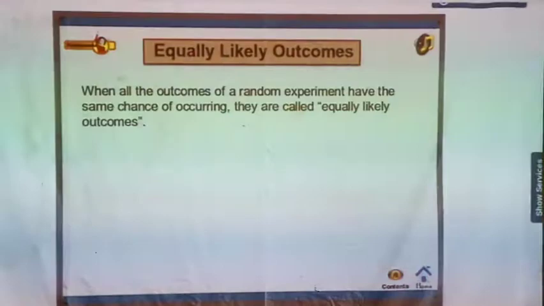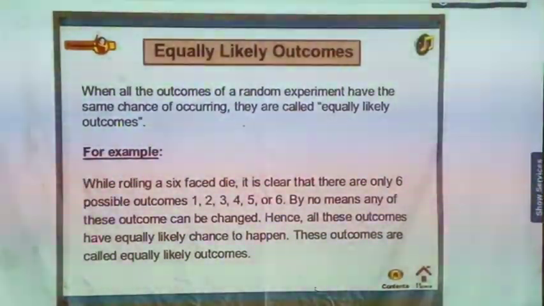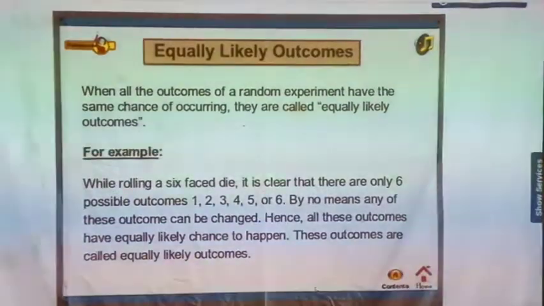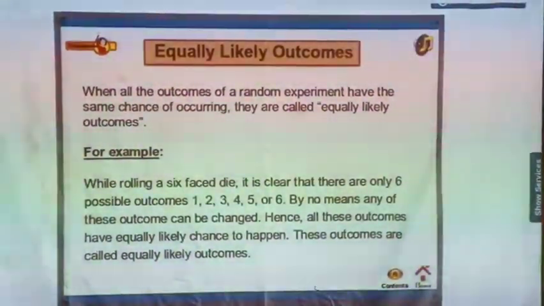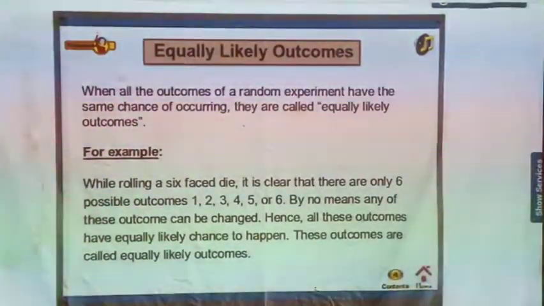When all the outcomes of a random experiment have the same chance of occurring, they are called equally likely outcomes. For example, while rolling a 6-faced die, it is clear that there are only 6 possible outcomes: 1, 2, 3, 4, 5 or 6. By no means can any of these outcomes be changed. Hence, all these outcomes have an equally likely chance to happen. These outcomes are called equally likely outcomes.